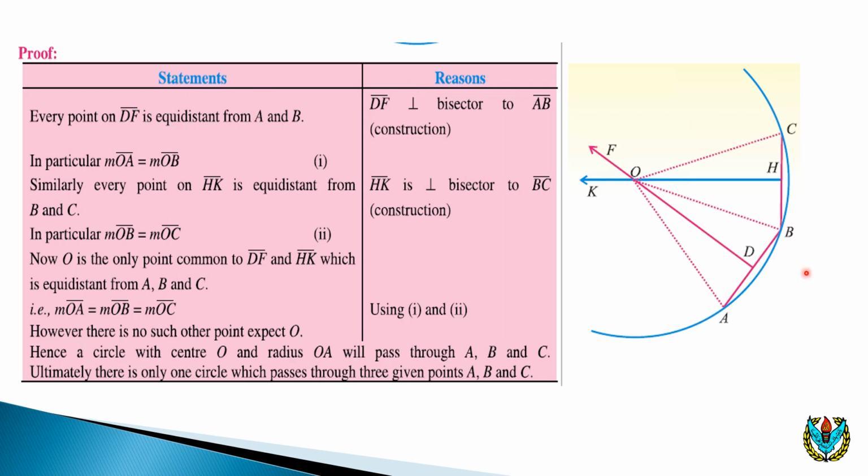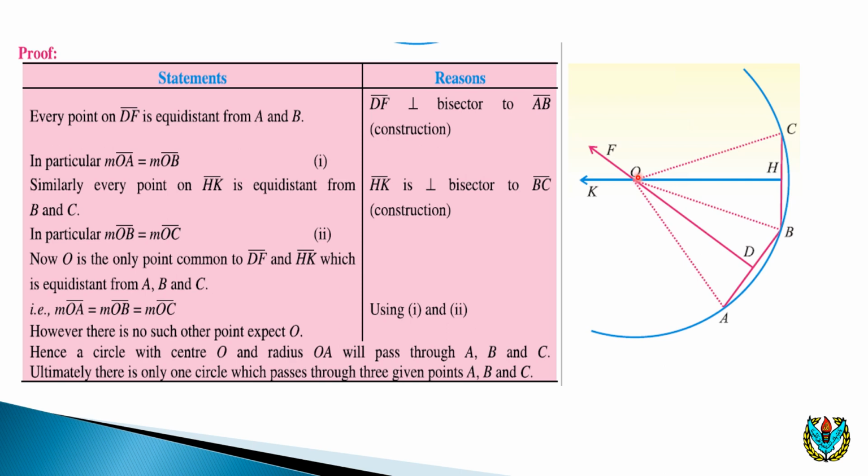Every point on the right bisector of AB, that is DF, is having equal distance; O is having equal distance from A and B. Similarly, HK is the right bisector of BC. Each and every point on the right bisector is having equal distance from B and C. Both right bisectors meet at point O. So O is the one point which is common on both right bisectors.